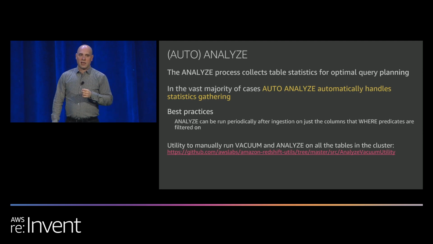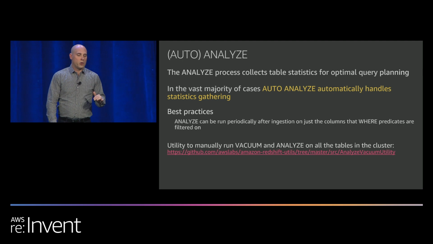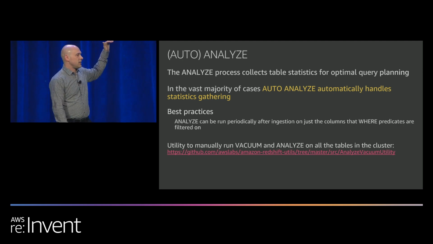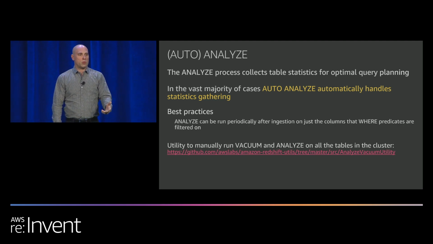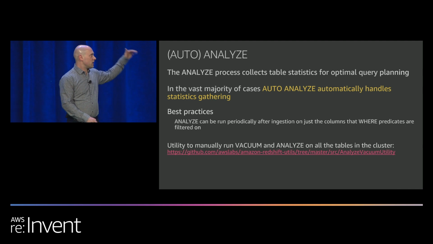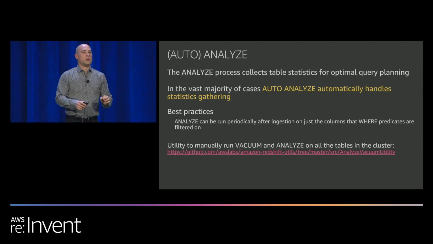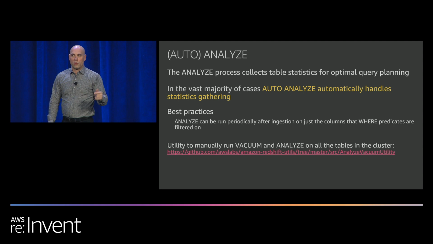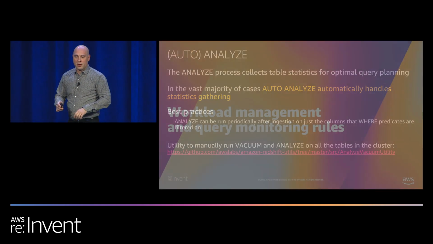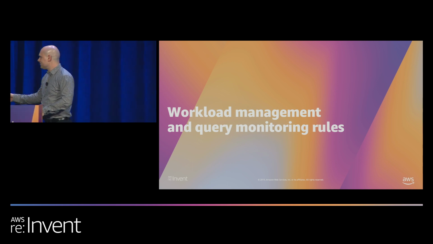The last step here, analyze. Analyze is largely taken care of entirely for you by auto analyze. In certain ETL cases, it can make sense to analyze just a specific column if you're frequently filtering on that. There's a utility on GitHub you can also use that manually vacuums and analyzes all of the tables in the cluster. I think it's pretty redundant now that we have auto vacuum, auto analyze, and auto table sort. And I am now going to hand it off to Harshita.